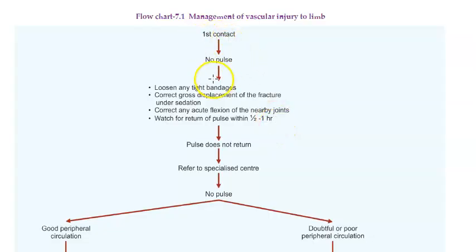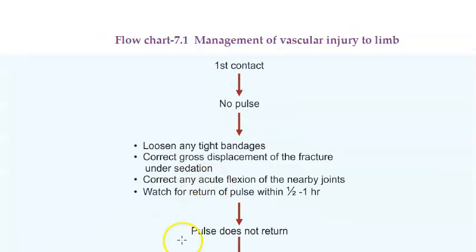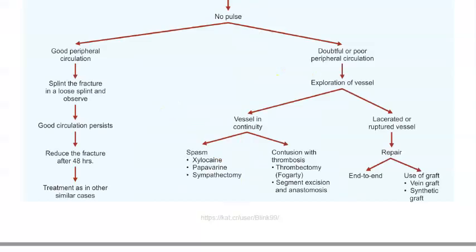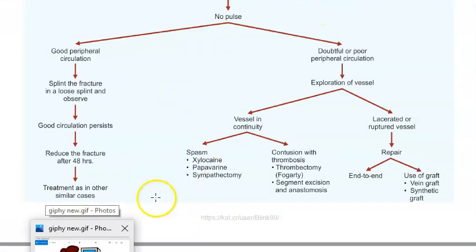You will touch and see, is there a pulse? If there's no pulse, you will loosen the bandage. You will correct the gross displacement of the fracture under sedation. You have to sedate and try to correct the displacement. Then, you will correct any acute flexion. If there's acute flexion in the nearby joints, obviously the vessel could have got compressed, so there's no pulse. Then you will wait for the pulse to return. If the pulse does not return, you will refer them to a specialized center.